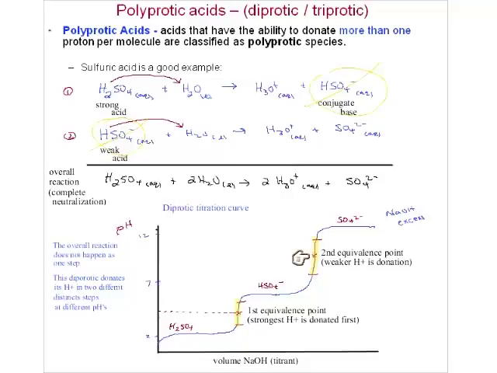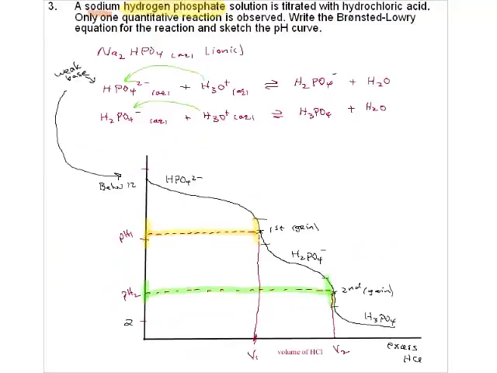Not only that, they could ask us, what's the volume of this? What's the volume of equivalence of the second, or what would be the volume of equivalence for the complete neutralization of H2SO4? And anytime they refer to the complete neutralization, it would be the second one, and anytime they refer to the incomplete, it would be the first one. There we go. All right, I'm going to stop there.